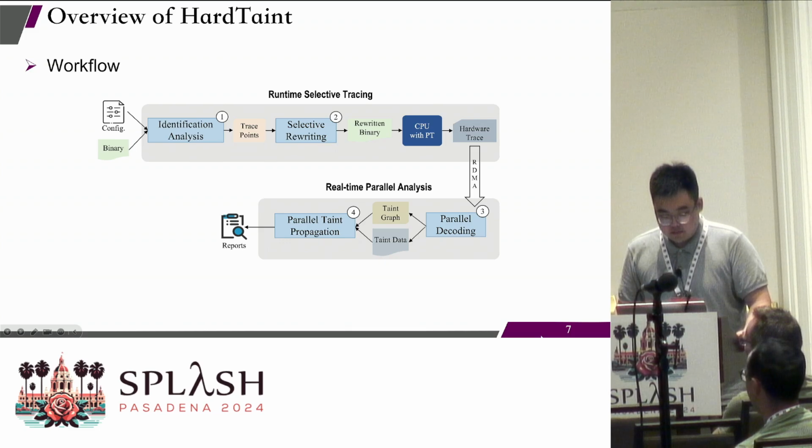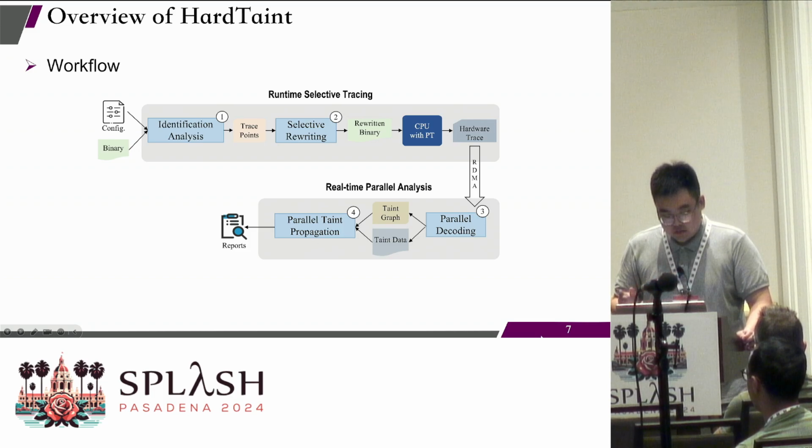To address the above challenges, we have designed and implemented the HardTaint system. Here is the workflow of HardTaint. We have proposed a static identification analysis that, based on the taint configuration, analyzes the necessary taint information to be traced in the program. Then we rewrite the binary so that the hardware only traces the data of interest. The rewritten binary is executed on a CPU that supports Intel PT, generating the corresponding trace data.